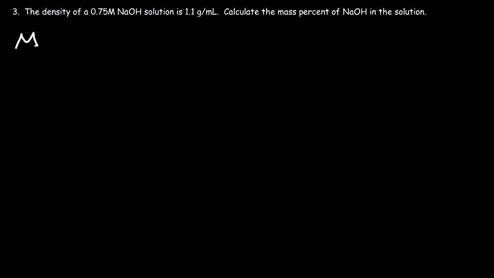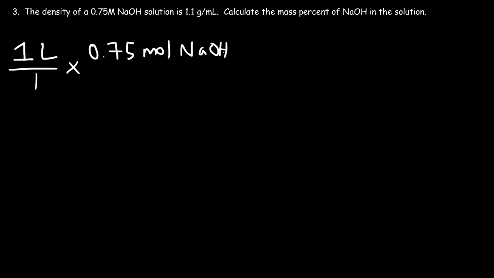Now, I think it's helpful if you select a volume for the solution. The best volume to select is 1 liter. So in a 1 liter solution, we can calculate how many moles are in this solution. The molarity is 0.75, so that means there's 0.75 moles of sodium hydroxide per 1 liter of solution. You can select any volume. It could be 500 milliliters, 10 liters. It will still work, but I think it's best if you select 1 liter.